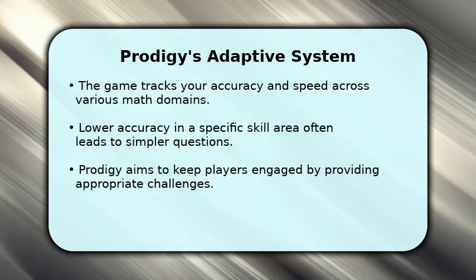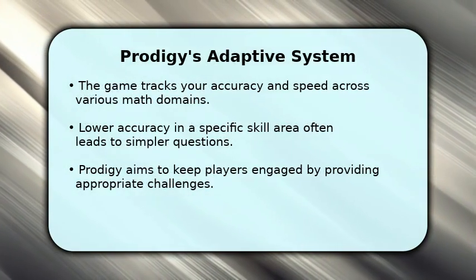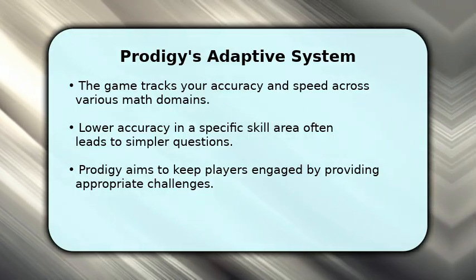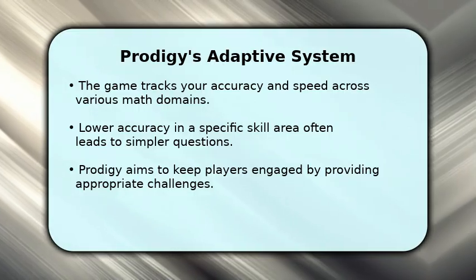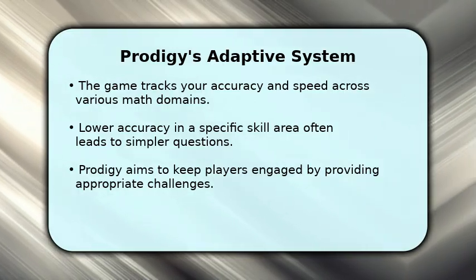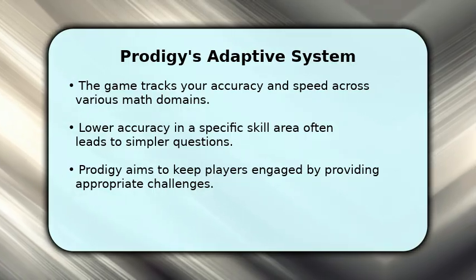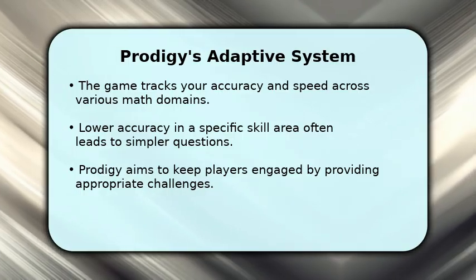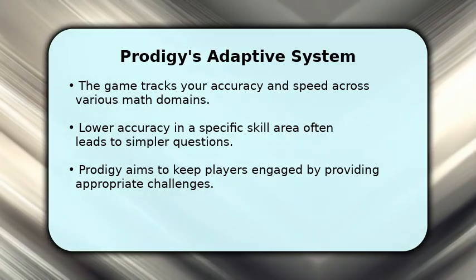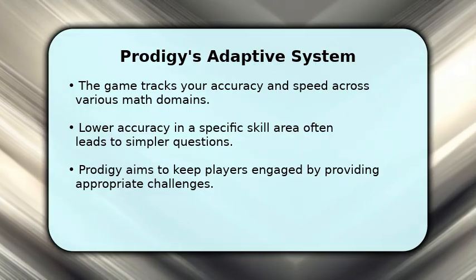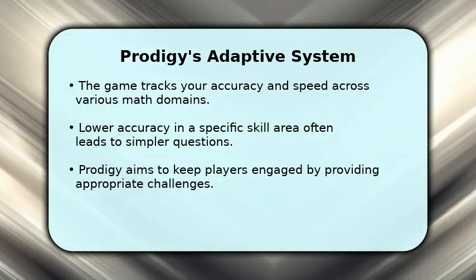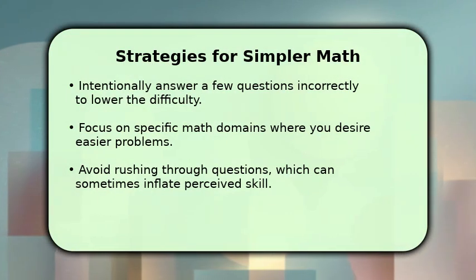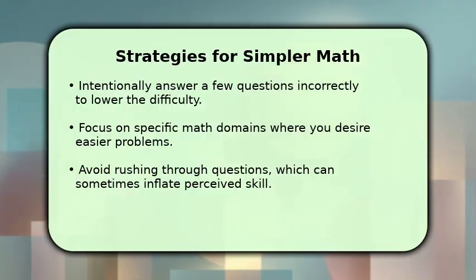Prodigy's adaptive system is quite sophisticated. It meticulously tracks your performance, including accuracy and the time taken to answer questions, across many different math skills. If the system detects that you are struggling with a particular concept, it will naturally present you with easier questions related to that topic. This design helps ensure that you are always working within your zone of proximal development, making learning more effective. To actively influence the difficulty, consider a few strategies.